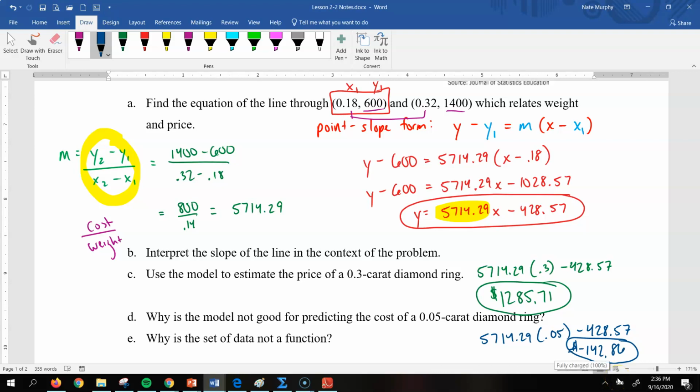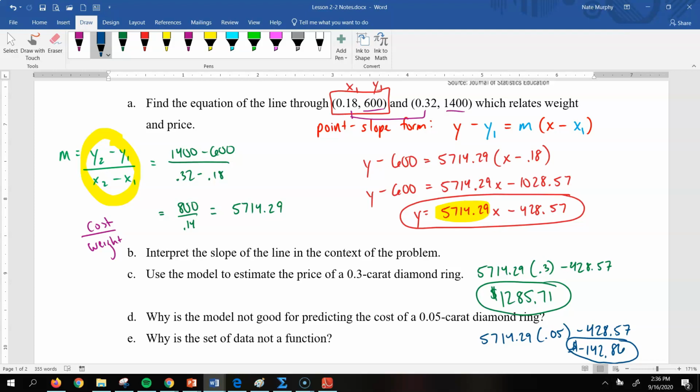So in the context of this problem, a 0.05 carat ring wouldn't cost you anything. You'd actually get paid $142.86. That's what that represents. The cost to you would be a negative 142.86, meaning you get paid that much. Okay, so that does not make any sense. So for this model, it's maybe a good model for some of the values, but it's not going to be a good model for a really small value, a really small carat weight diamond.